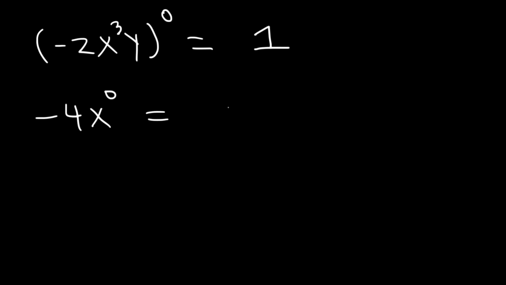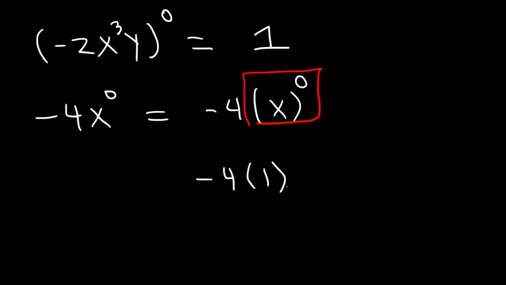You need to realize that this is negative 4 times x raised to the 0 power. This 0 only applies to x. So this portion, highlighted in red, that's equal to 1. So it's negative 4 times 1, and that's negative 4. So anything that's affected by the 0 exponent will become a 1. Anything outside of that is unaffected.